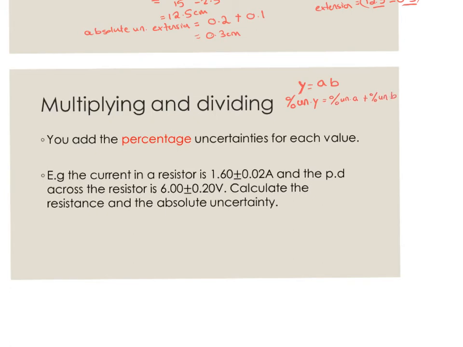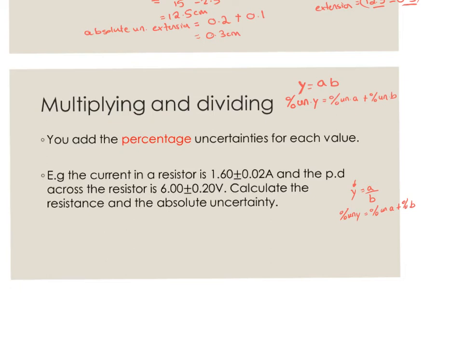The same thing goes when you divide the value. So if you have y is equal to a divided by b, if you want to find the percentage uncertainty in y, then you add the percentage uncertainty of a and the percentage uncertainty of b. So there's an example.